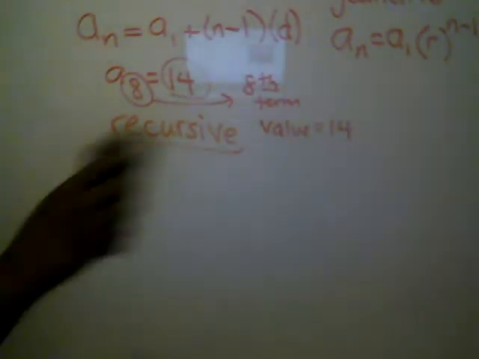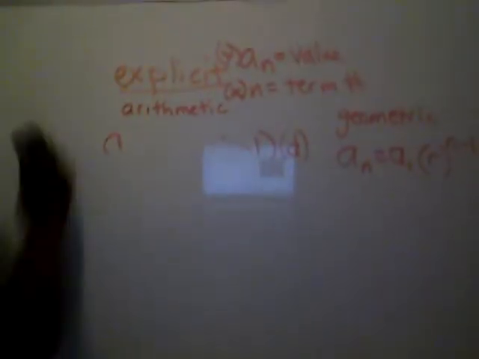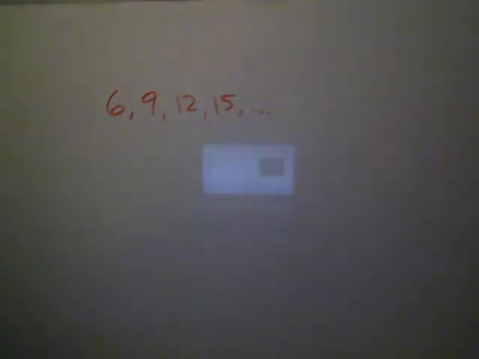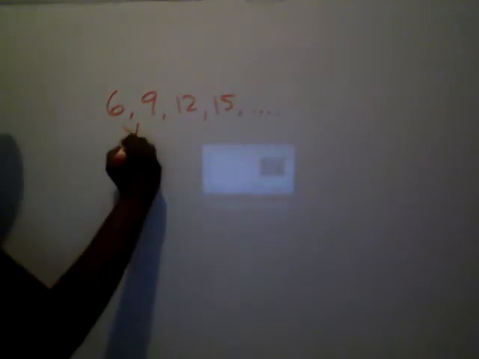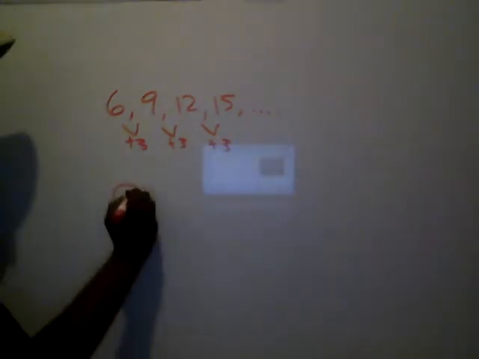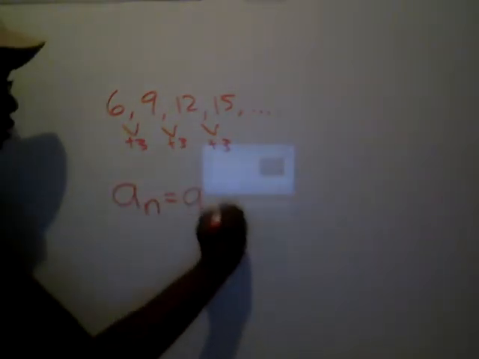So let's actually look at a few examples of how we use these. Just erase this. So let's say you're given some sequence like 6, 9, 12, 15, and so on. It'd be up to you to figure out, is this arithmetic, are we adding or subtracting, or is this geometric, are we multiplying? So in this case, we see that we're adding 3 each time. Okay, so it's going to be arithmetic, which means if we're writing the explicit rule, we have to use this formula.